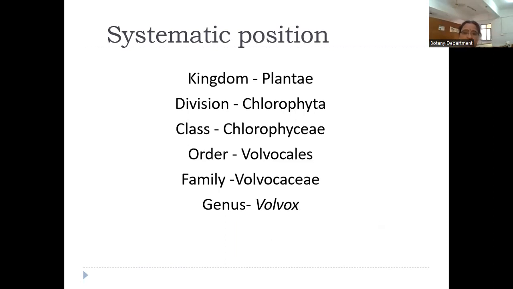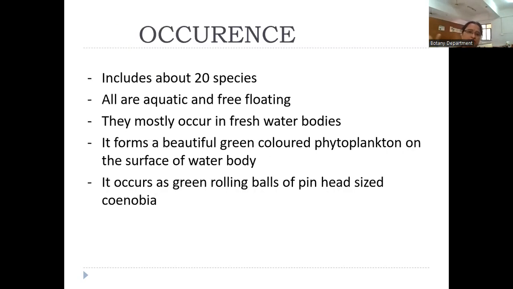What is the class here? Chlorophyceae. Division, you know, kingdom Plantae, division Chlorophyta. The class is Chlorophyceae. The order is Volvocales. Family Volvocaceae. The genus name is Volvox. This is the classification. Coming to the next, where you can identify Volvox, how many species are there, what is the habitat, how to identify Volvox. See here, in Volvox and some algae, the structure of the colony, and what characters are important to identify it.